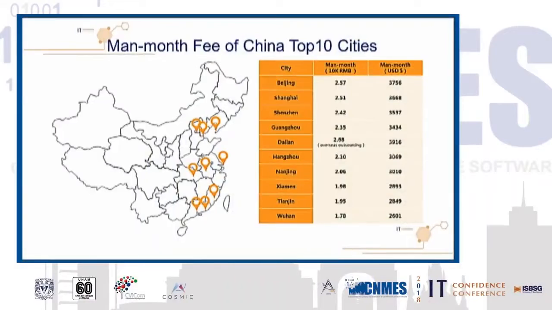And number four is Guangzhou. Every CNMES cost 3,537. And these four cities are the tier one cities in China. And you can see Dalian, Hangzhou, Nanjing, Xiamen, Tianjin, and Wuhan are the tier two cities. And Dalian is very famous for overseas outsourcing, so the data is rather high. It's not compared with inside software development. And Hangzhou is a location for Alibaba, which you do know is a very famous e-commerce company. And Nanjing is very famous for gaming companies. So these cities are the highest in the tier two cities. And the average one is 3,069.